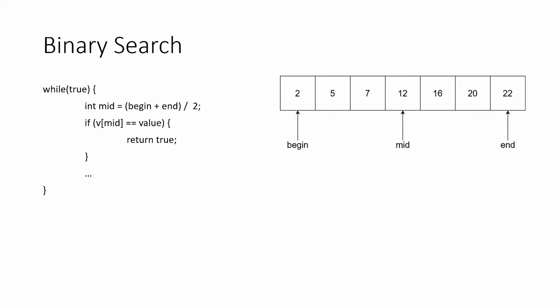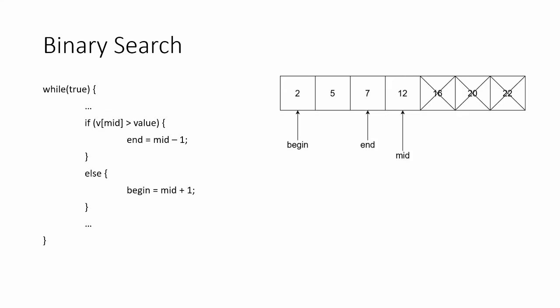So we calculate our mid just like before, and we compare our middle to our value. So we look at 12, which is v of mid, and we compare it to 1. If it's not equal, we need to see if v of mid is greater than 1. And it is. 12 is greater than 1. So we change end to be equal to mid minus 1, and we essentially chop off this half of the array.